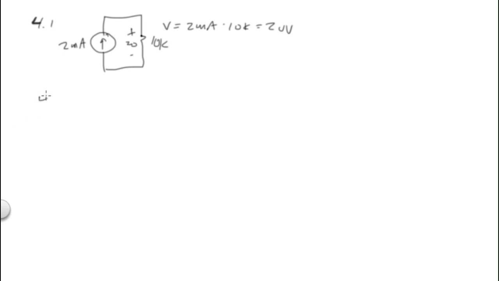Number 2, 4.2. In figure 4.17b, the resistor is a 10K pot. When the wiper is at the top, what is the voltage? When the wiper is at the bottom, and when the wiper is in the middle?